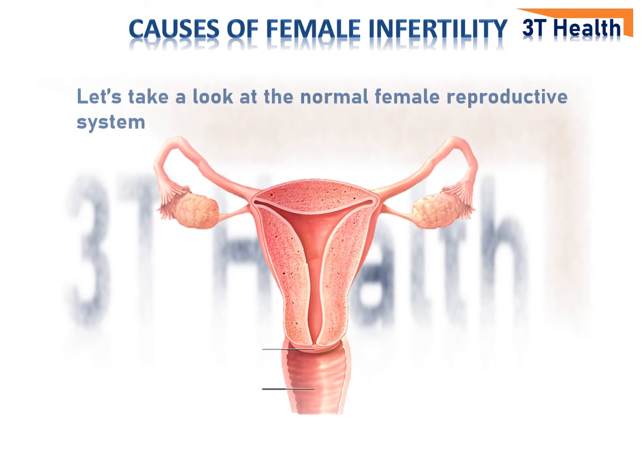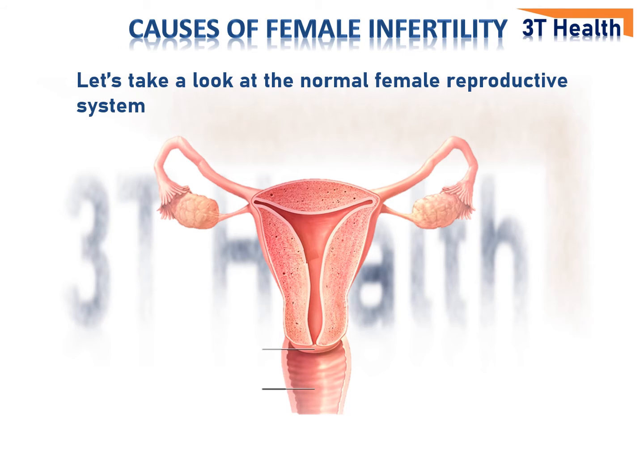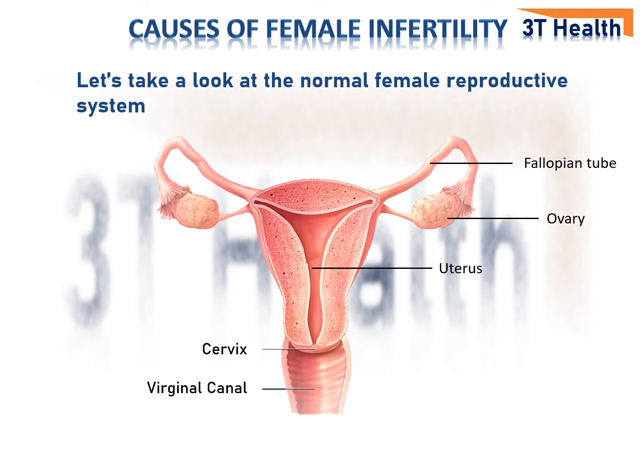We now want to look at the causes of female infertility. Before we do that, we want to take a look at a normal female reproductive system, what it looks like. The picture we are seeing now is a picture of a female reproductive system. The first one you can identify there is the ovary. Then you have the fallopian tube. We have the uterus, the cervix, the vaginal canal. Now we know what a normal female reproductive system looks like.